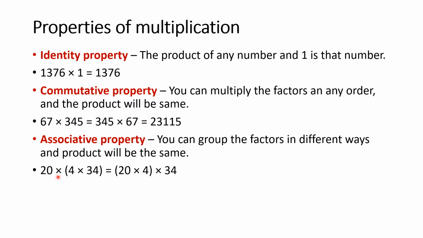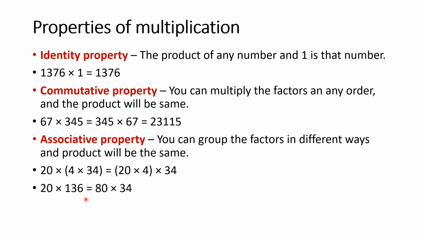Associative property: you can group the factors in different ways and the product will be the same. There are two ways. 20 multiplied by bracket 4 multiplied by 34 bracket close, or bracket 20 multiplied by 4 bracket close multiplied by 34. Here you can see there are three numbers in both situations, 20, 4 and 34. But I made a group of 4 and 34 here, and here I made a group of 20 and 4. When we do multiplication on 4 and 34, what we get? 136. Here we have to perform the multiplication on these two numbers first because they are in bracket.